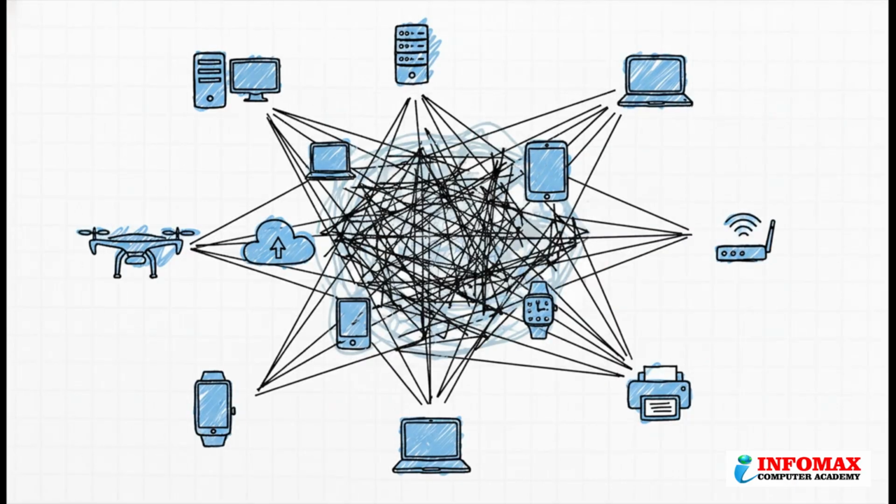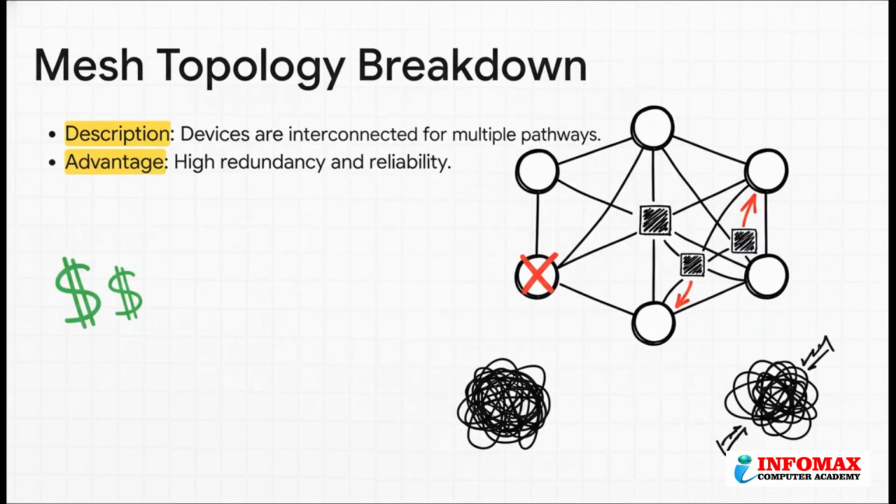Okay, and now for the absolute beast of reliability, the mesh topology. If you want to picture this one, think of a spider's web. It's not just one path from point A to point B, right? There are tons and tons of interconnected threads. A mesh network works on that exact same principle. Yeah, this is all about one thing, redundancy.